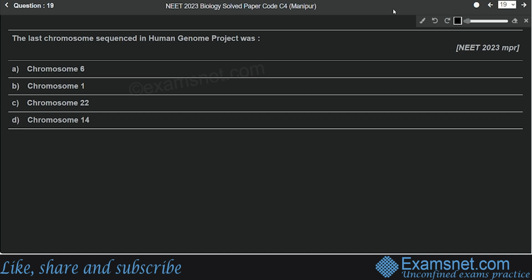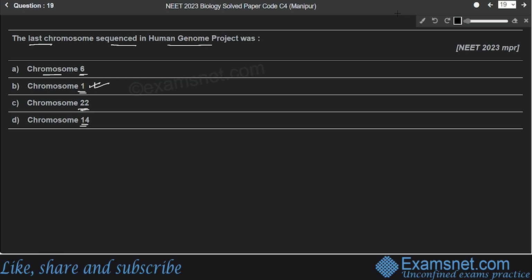Question number 19 is from the chapter Molecular Basis of Inheritance, and the question is: the last chromosome sequenced in the Human Genome Project was. Options are chromosome 6, chromosome 1, chromosome 22 and chromosome 14. So the correct answer will be chromosome 1.